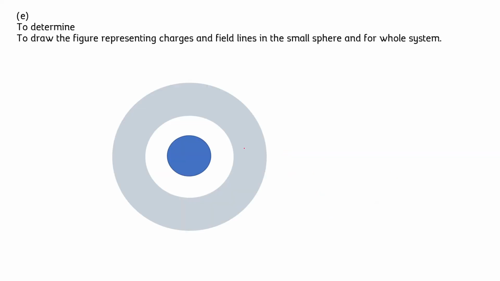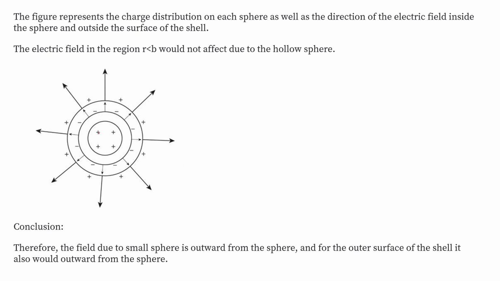So now let's move forward. Here we have to draw a figure which represents the charges and the field lines in a small sphere for the whole system. So here would be plus q, here would be minus q, and here would be plus q. So now let's move forward and find and draw the diagram. As we know, the electric field at this portion was 0. The electric field for this portion is also 0. So from here we can draw this diagram as we can see here.